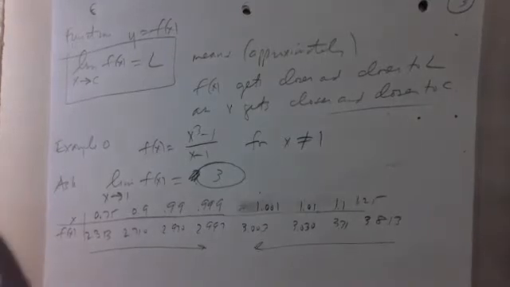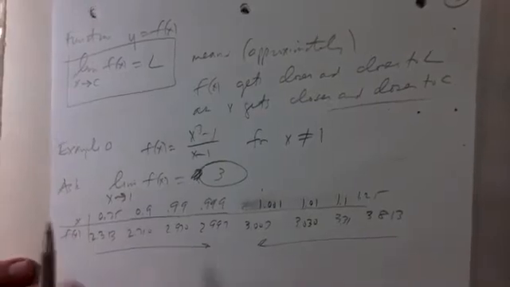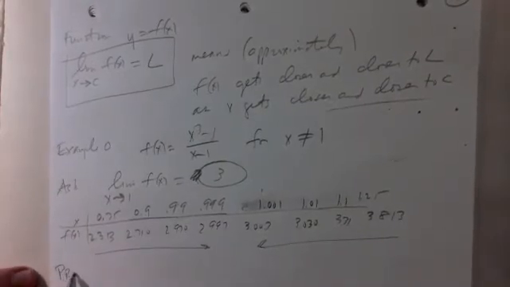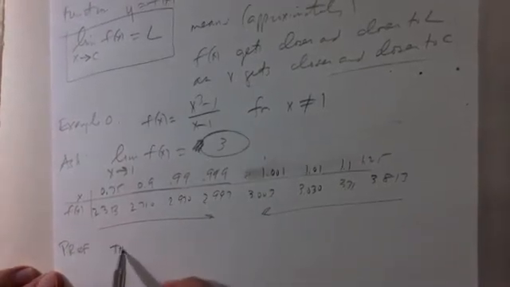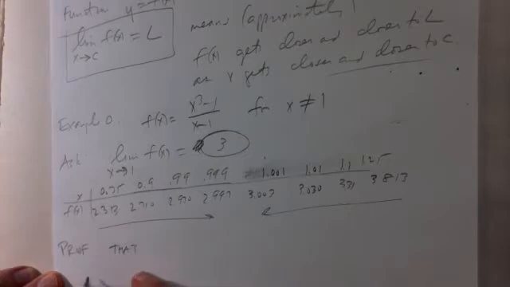This is not a proof. This is just some numerical evidence. And in fact, this is true. And we can actually explain why this is true. So here is a proof that the limit of f of x for this function as x approaches 1 is equal to 3.